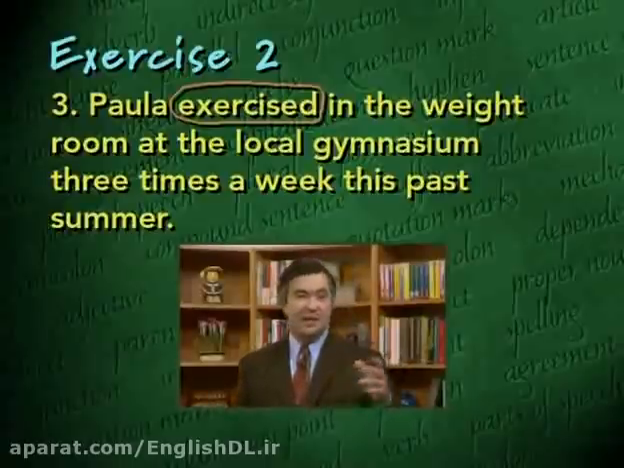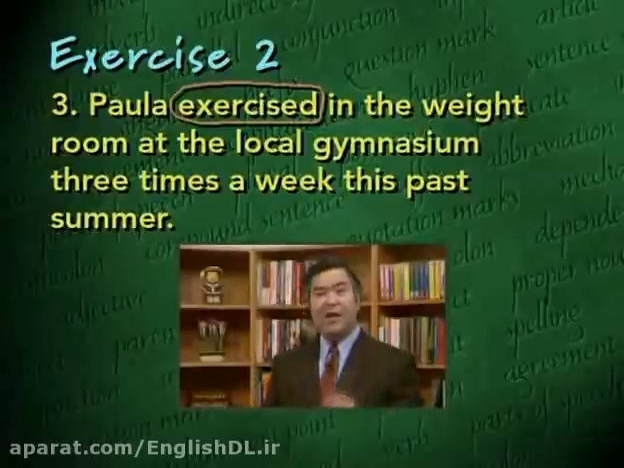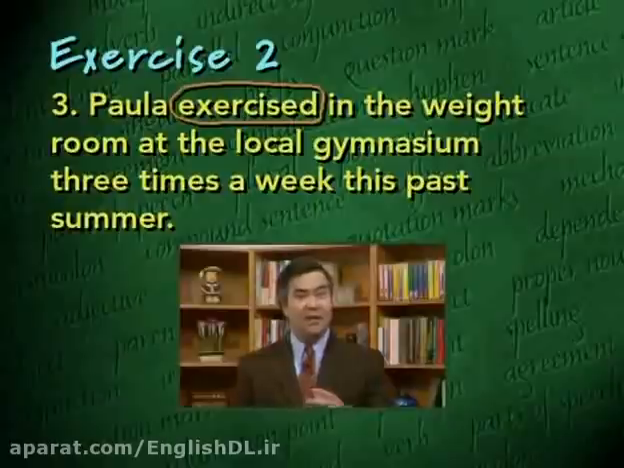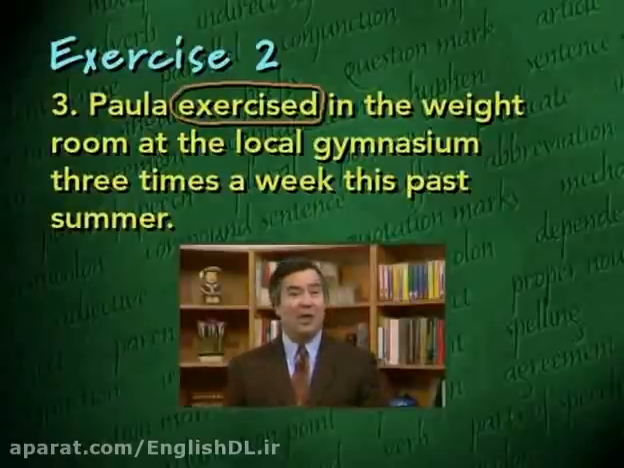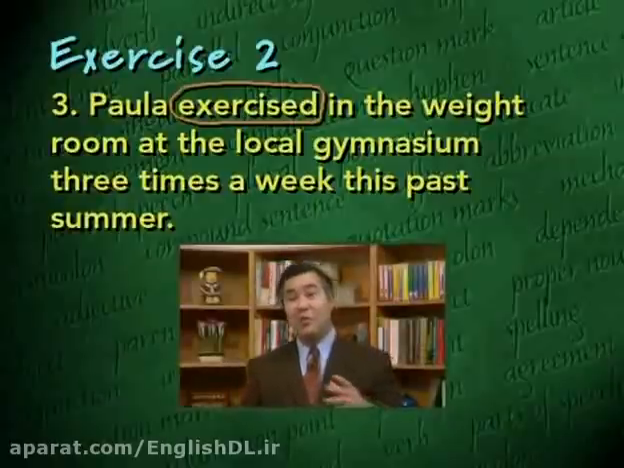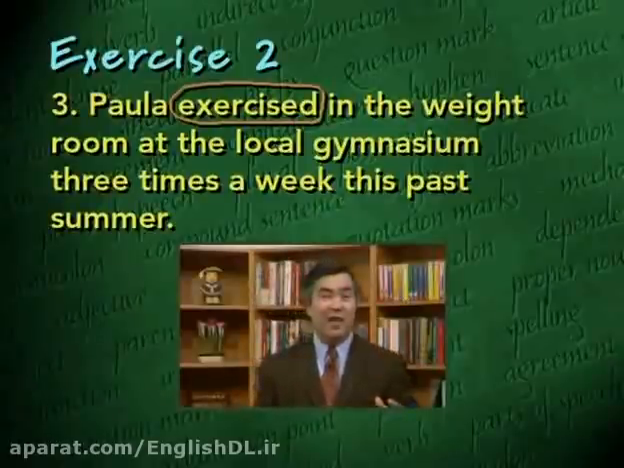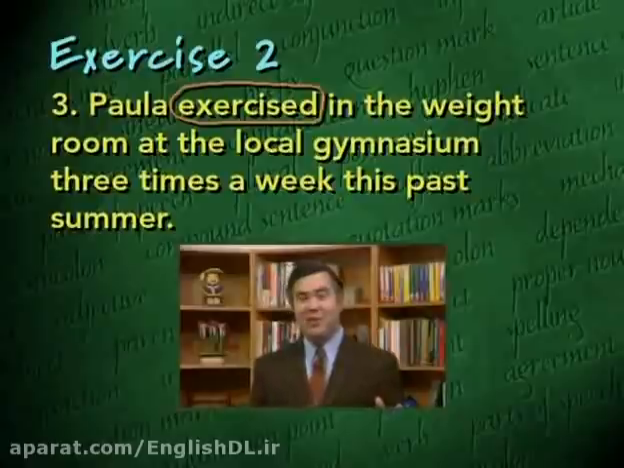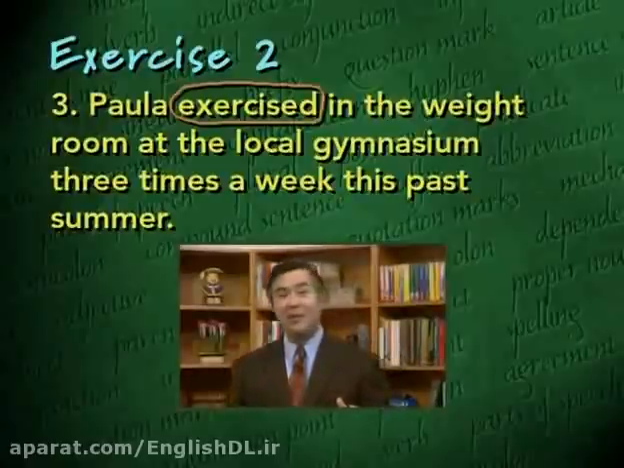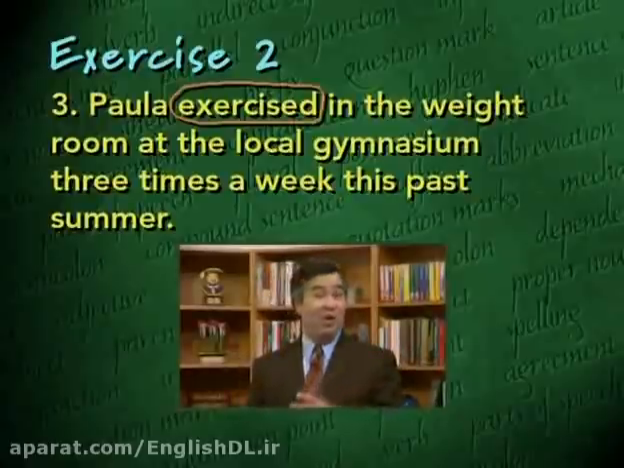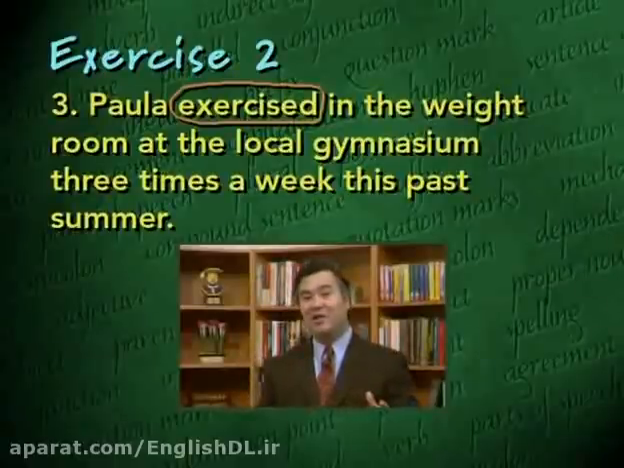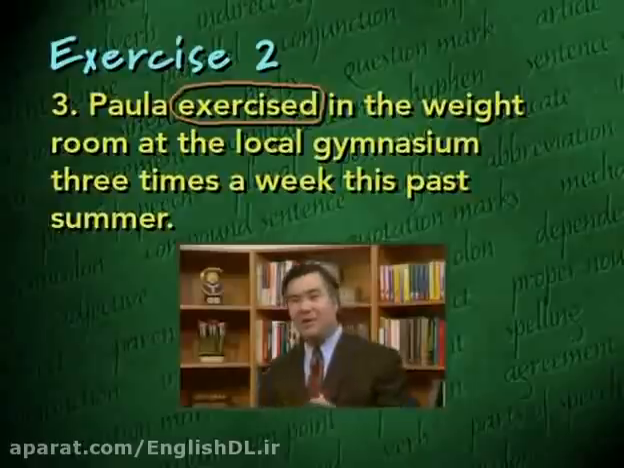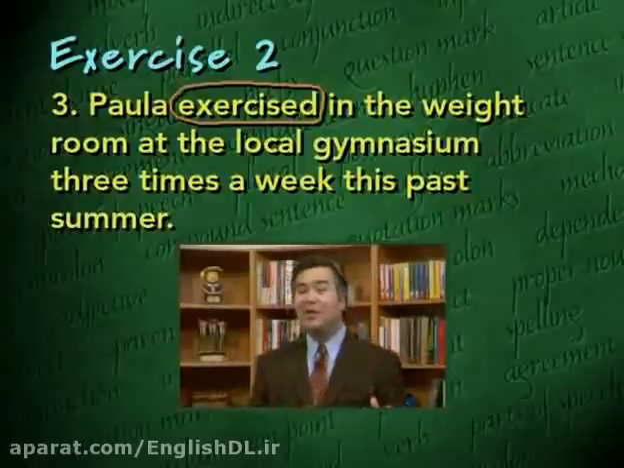Paula exercised, that's the subject and the verb. Now, is there a word that receives the action of the verb exercised? That is, is there a word that answers the question, Paula exercised what? Or Paula exercised whom? Well, the answer is there is no word that answers that question. We're not told, for example, that Paula exercised her dog, or Paula exercised her rights. Either of those might be the direct object of the verb exercised, but we're not told that at all.